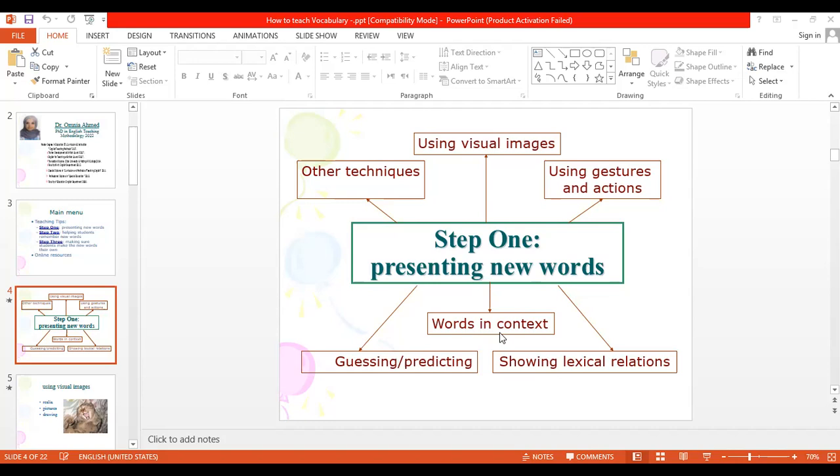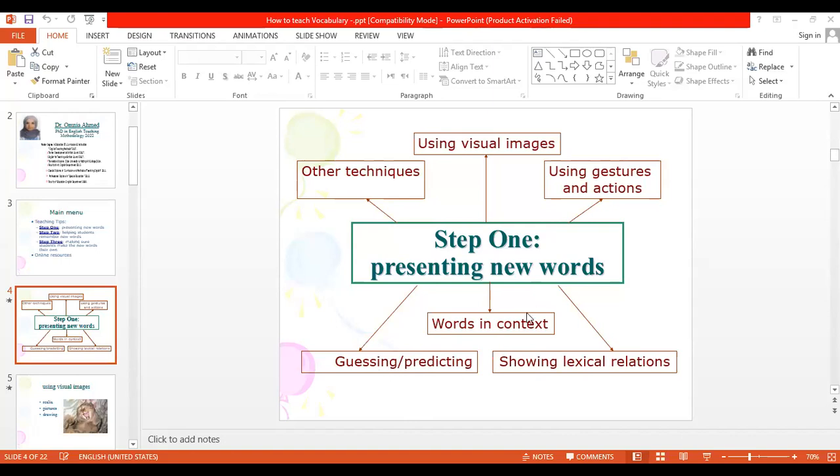Okay, and the other one, we can have here words in context. If we can use the words in context, this one is not for all the students, but a little bit for the students who are in Connect 5, maybe Time for English 6 or prep school. It will be great if you use words in context, so they can guess the meaning of the word within the context. And of course, showing lexical relationships, and we're gonna see about the lexical relationship, and guessing and predicting.